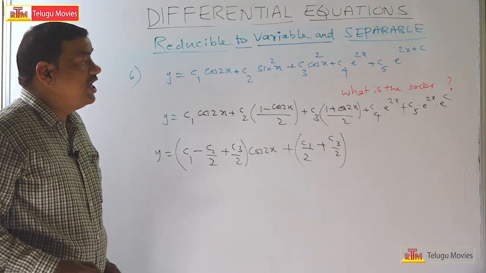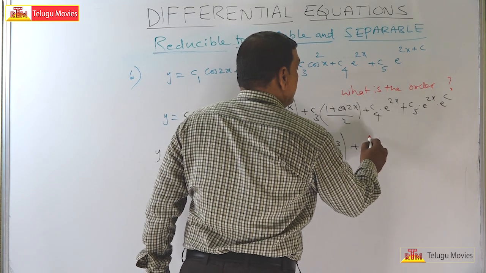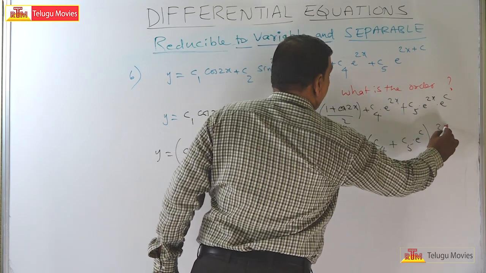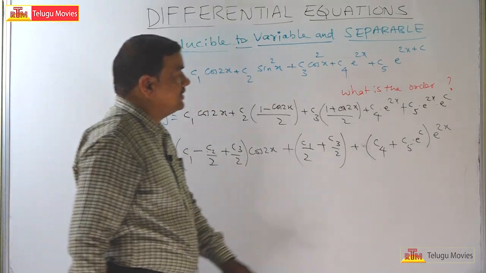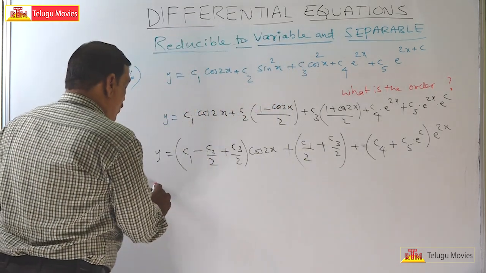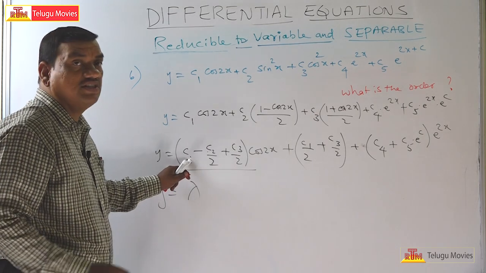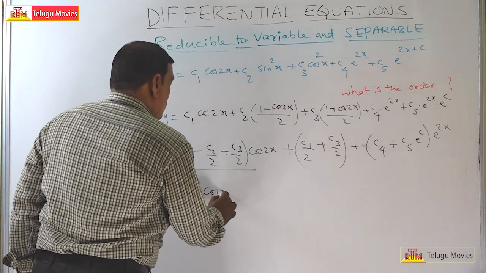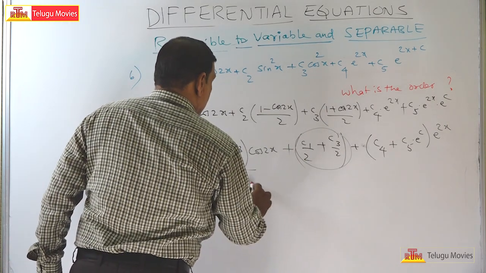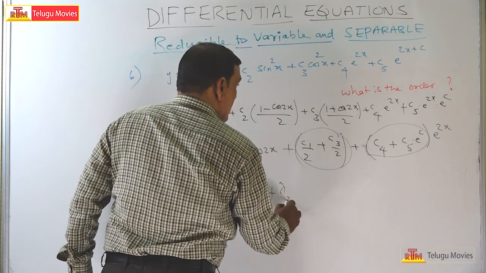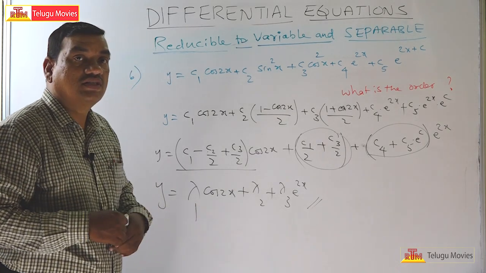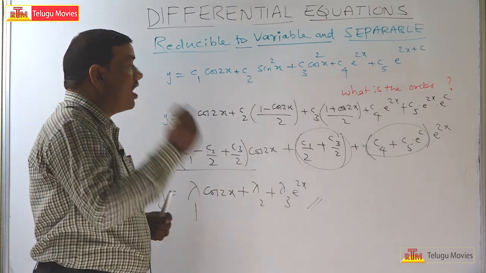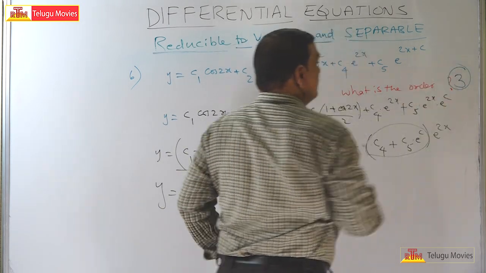Coming to e power 2x, I can take it common outside. Here it is c4 plus c5 into e power c, into e power 2x. So this is cos 2x, and this is a constant times e power 2x. All of c1, c2, c3 are constants, therefore their algebraic sum is also a constant. So we call the first lambda 1 times cos 2x, the next total lambda 2, and the total lambda 3 times e power 2x. So what are the effective constants? Lambda 1, lambda 2, lambda 3. Therefore the order of this differential equation is 3, not 5.